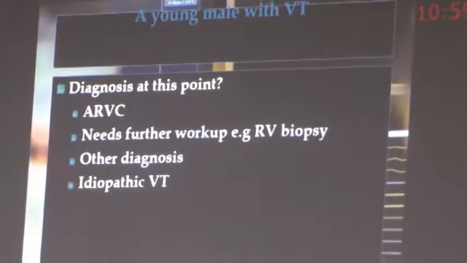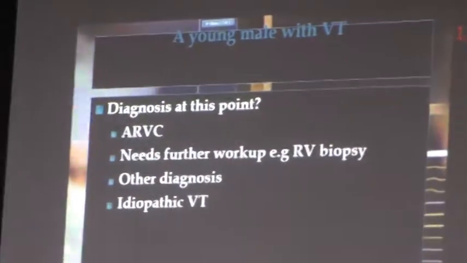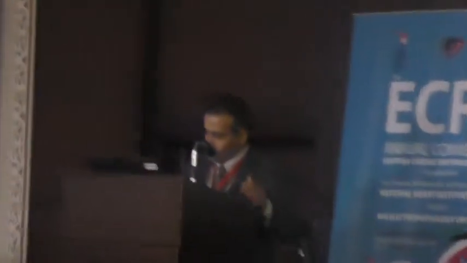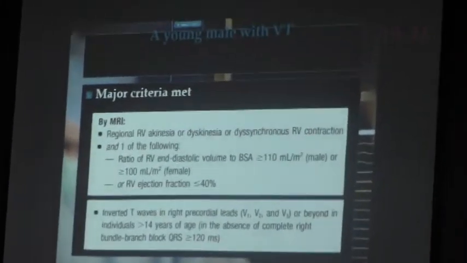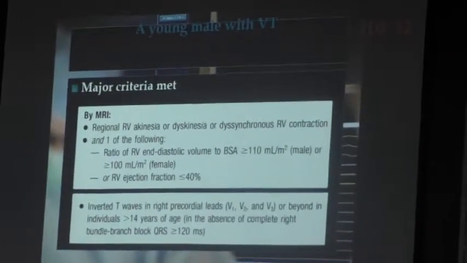Putting all the information together, the data from the baseline ECG, the T-wave inversion in V1, V2, and the MRI data, such as ARVC. When you go to the task force criteria for diagnosis of ARVC, the MRI data says if you have akinesia or dyskinesia in the RV, in addition to that you have dilated RV or impaired RV function, like what we had in our patient. Our patient had dyskinesia and akinesia in the RV wall.